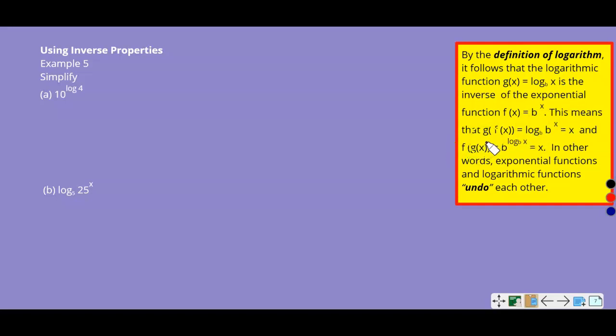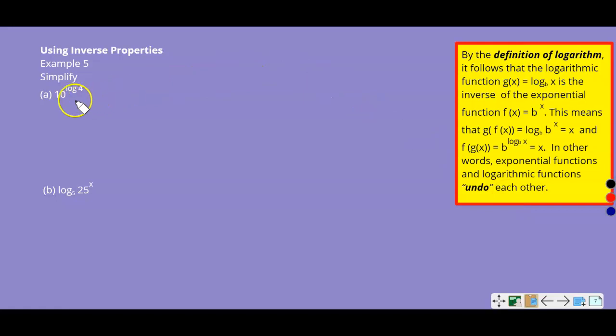It also follows, if you switch the order, if you do f of g of x, so that is your exponential function with your log base b put into that function. So base b raised to the log base b of x equals x as well. Again, the b and the log b cancel and leave just x. So in other words, exponential functions and logarithmic functions undo each other. Okay, so they are inverses, they kind of undo each other.